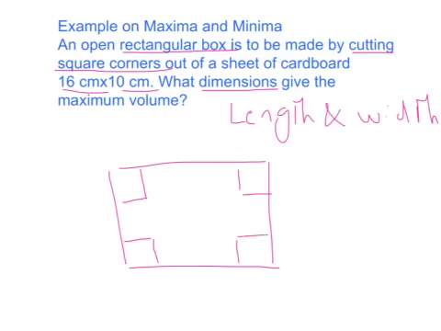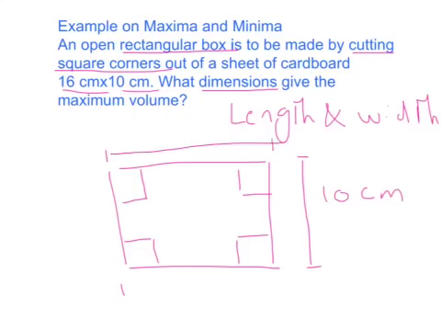Having the length and the width given to us, this is the width, which is 10 centimeters, and the length from there to there, 16 centimeters. By letting the corner that's cut out be x, and since they are squares, they would be like that. So if I wanted to write a new expression for the new length, from here to there, it would be 16 minus 2x.